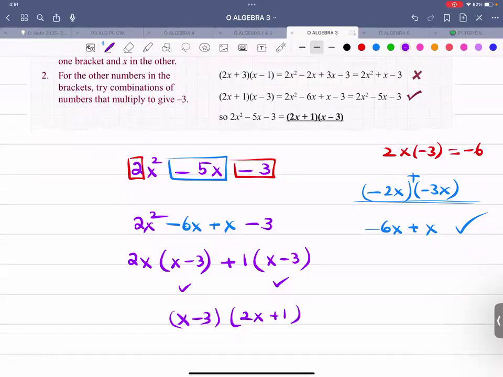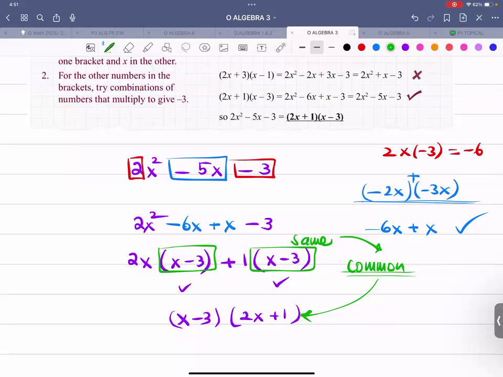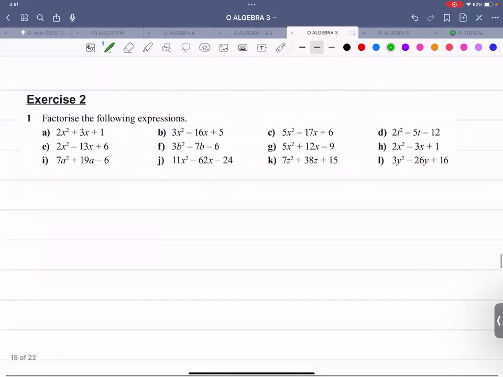A word of caution over here. It is necessary that this has to be common. This has to be the same. Otherwise, you cannot take common. Unless and until it's the same, how will you take common? So this is necessary.